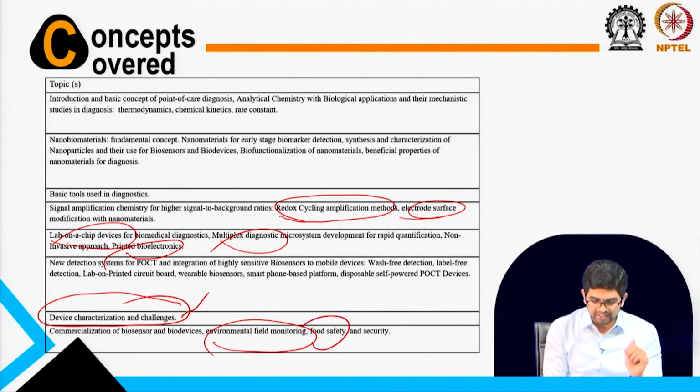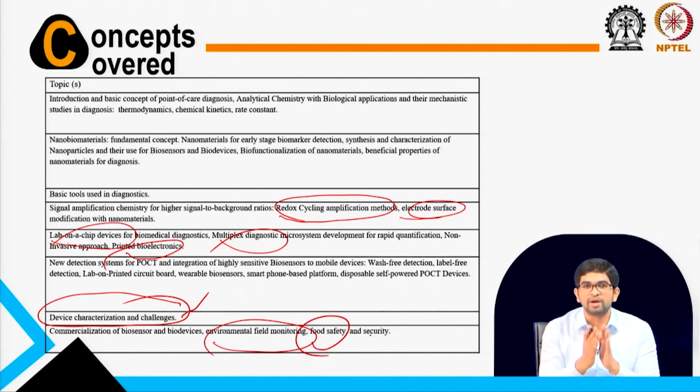Also food safety. We are eating food, and that food may not be in good condition. So how can we determine the food quality? That is also directly related to your health. We have to determine the food quality, and we can develop sensors for that as well.